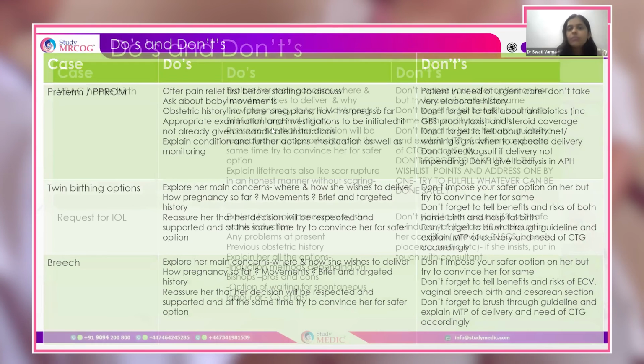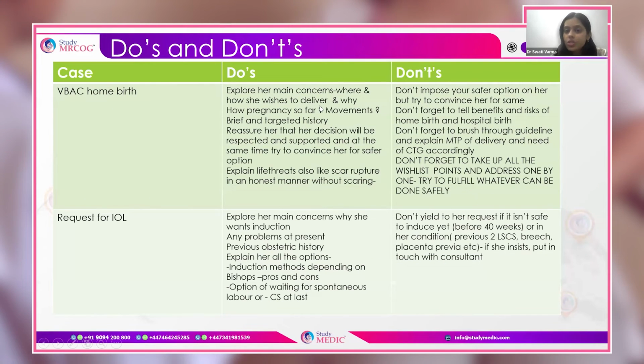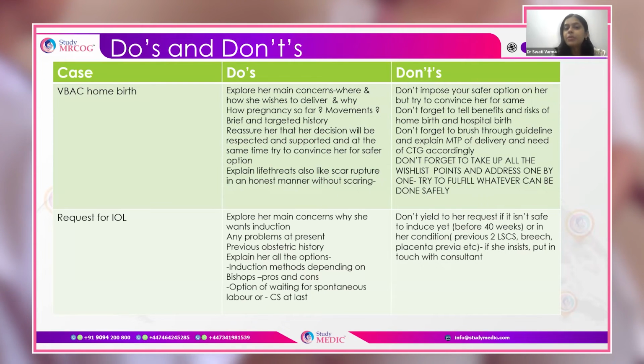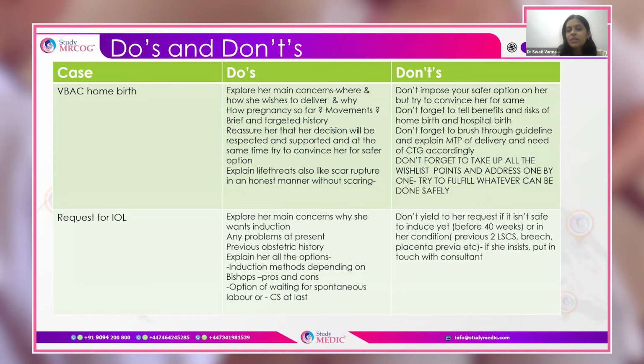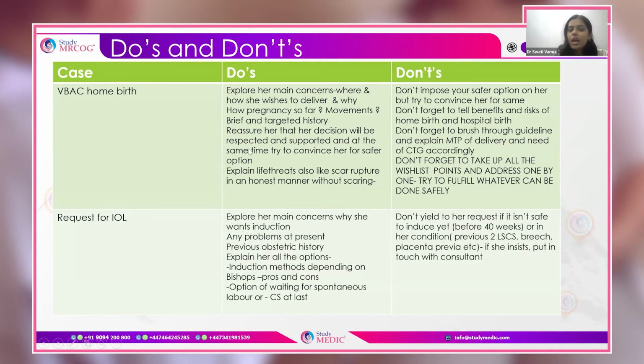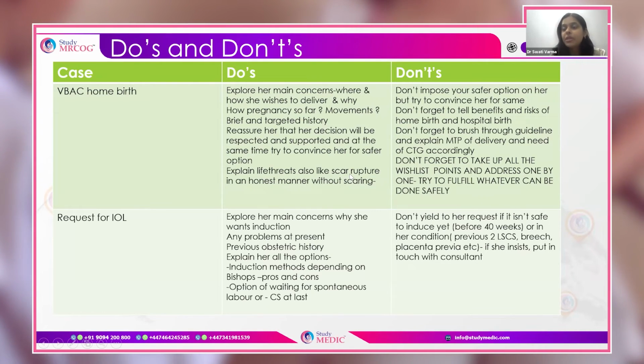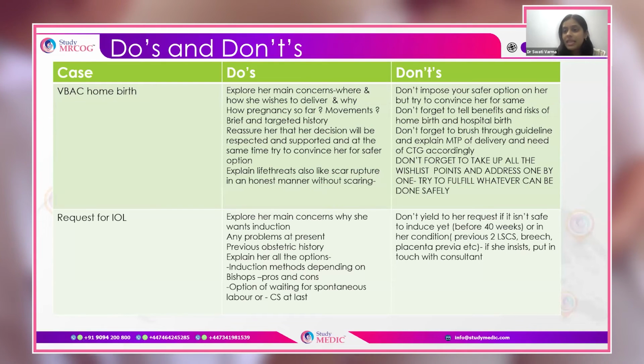Then comes VBAC. Again, ask why she wishes, always explore why. Means if she says that I wish to deliver at home, just try to explore why she wishes to deliver at home. Maybe she hasn't had a very good experience at hospital in her previous delivery. So always ask why, what happened in her previous pregnancy that she is so displeased. Again, reassure, keep on reassuring, and explain life threats like scar rupture. Don't miss to explain that this complication is life-threatening for both you and baby. If you say life-threatening, she may get easily convinced.